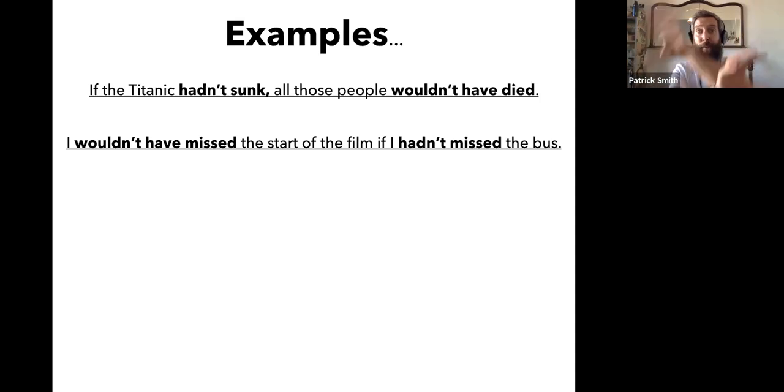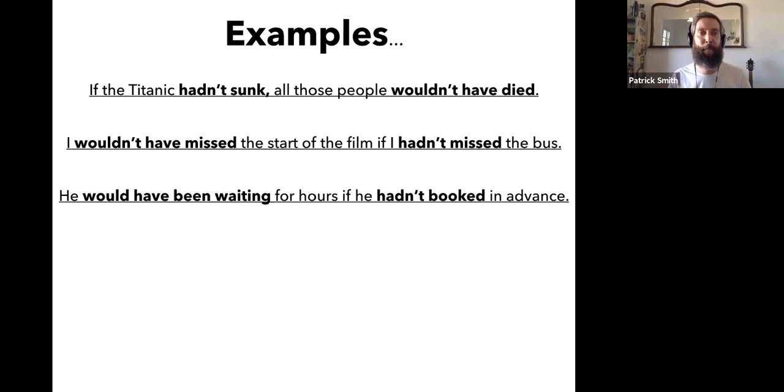Here's another example, reversed, but exactly the same idea. I wouldn't have missed the start of the film if I hadn't missed the bus. So remember, miss is perder in this context. It could be lose, but in this context it's miss. No habría perdido el principio de la peli si no hubiera perdido el autobús. I wouldn't have missed the start of the film if I hadn't missed the bus. So it's reversed, but exactly the same idea.